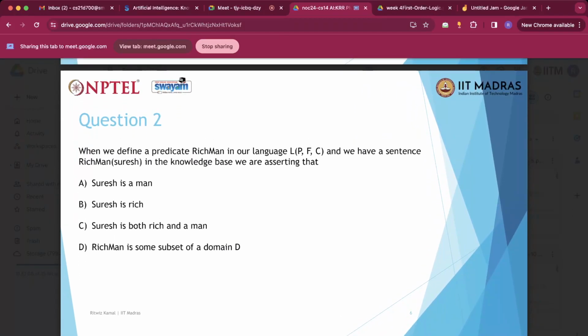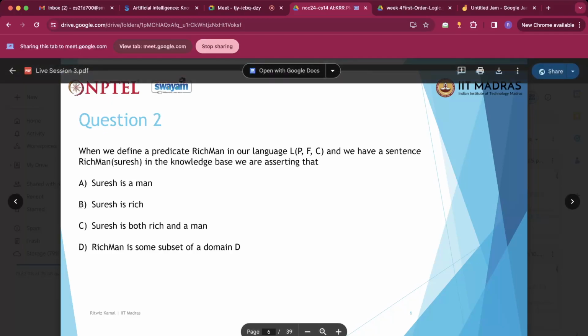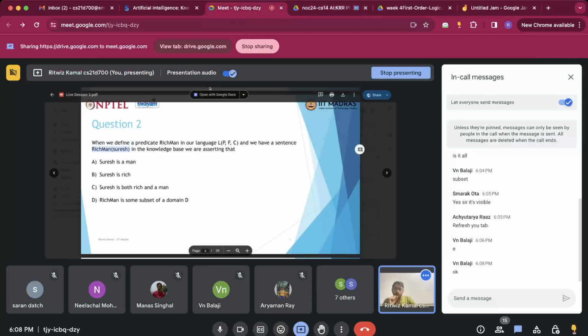Okay, this question says: when we define a predicate RichMan in our language L = <P, F, C>, and we have a sentence RichMan(Suresh) in the knowledge base, what are we asserting? So when we have a sentence that says RichMan(Suresh), what exactly do we mean by this in first order logic? Remember that this concerns first order logic.